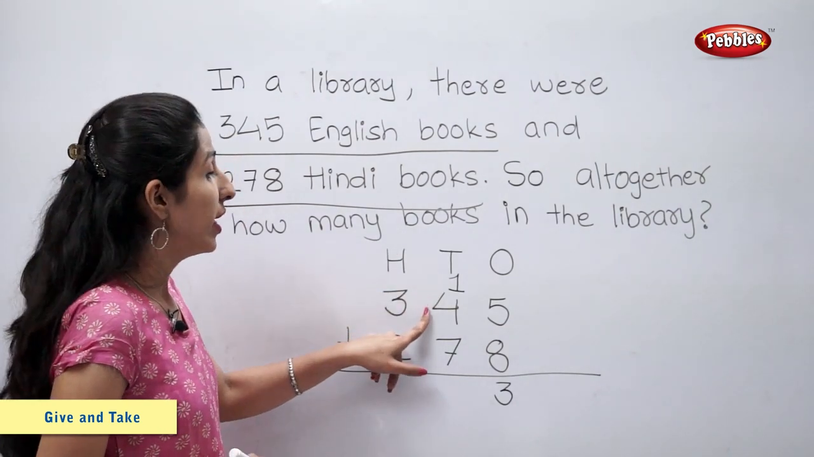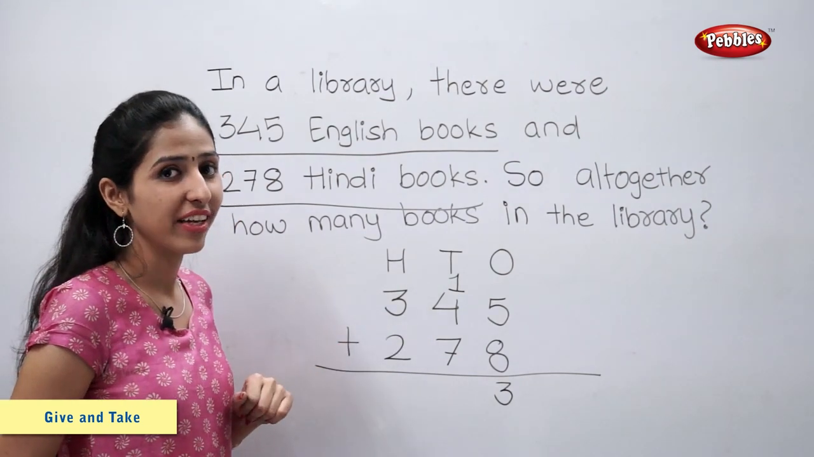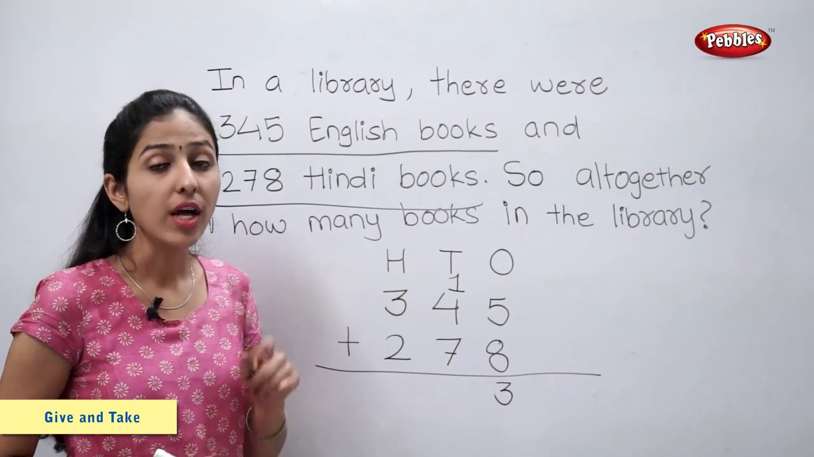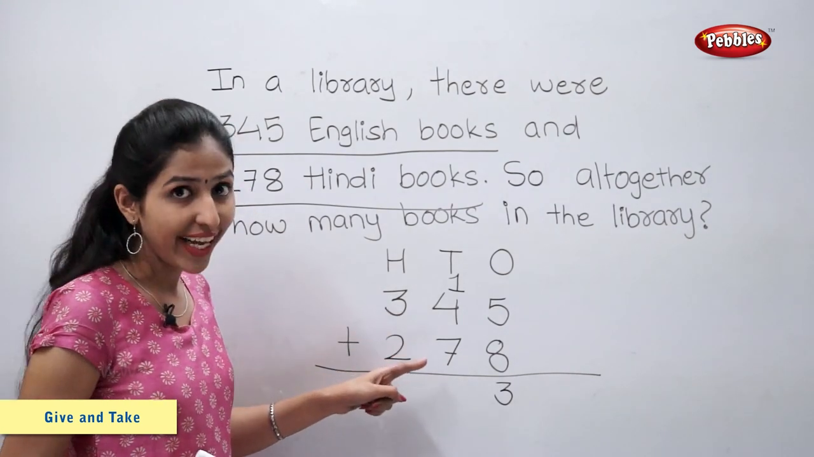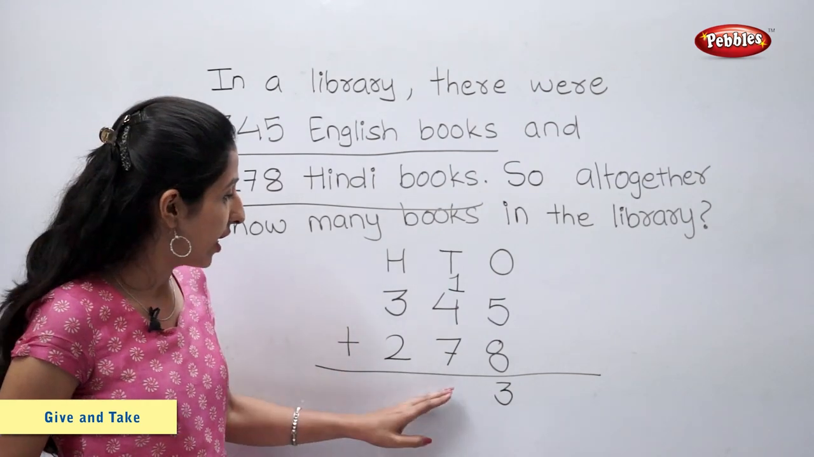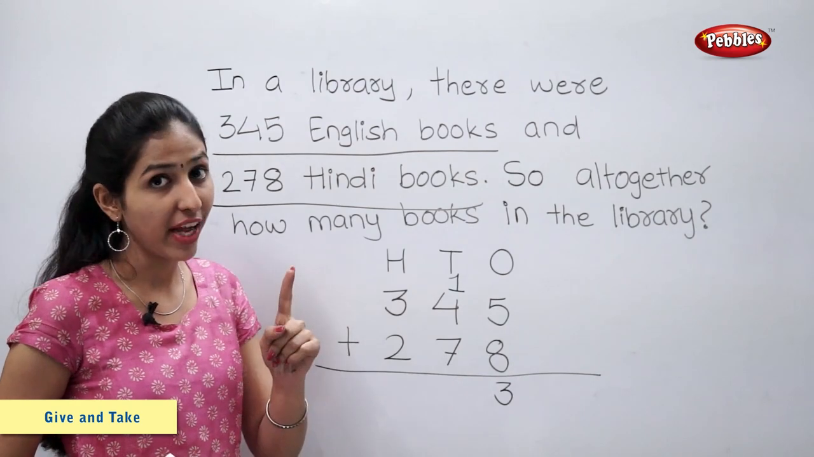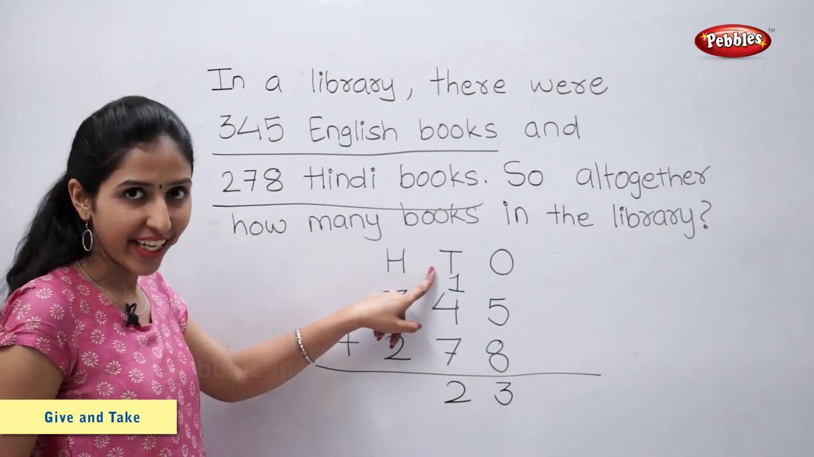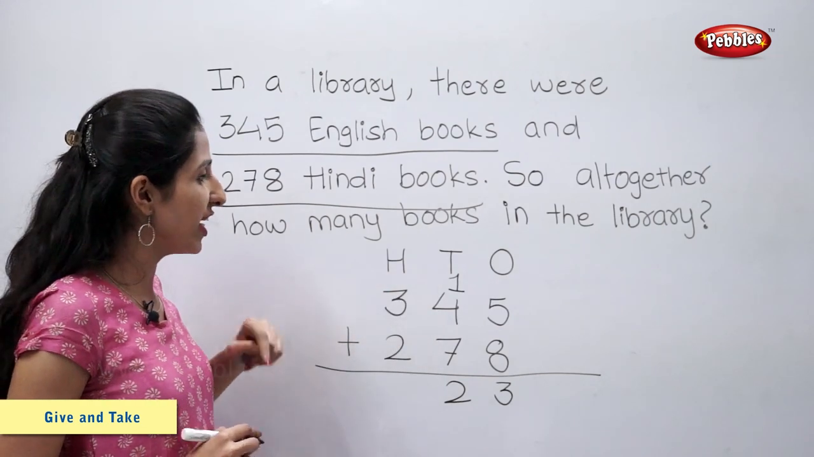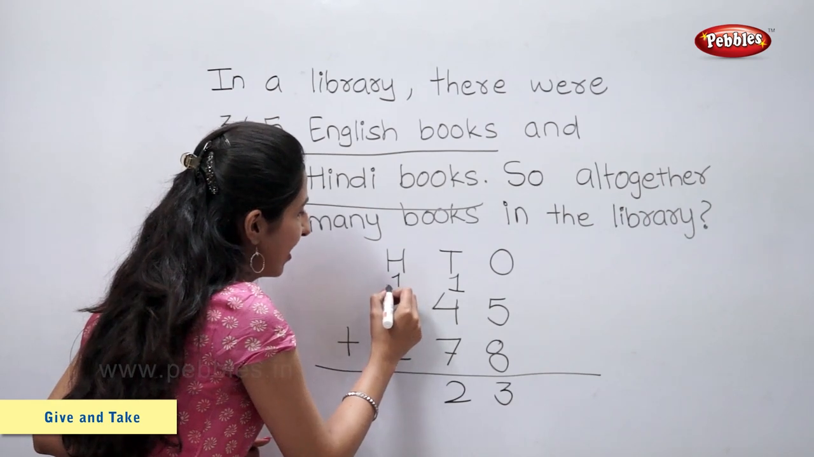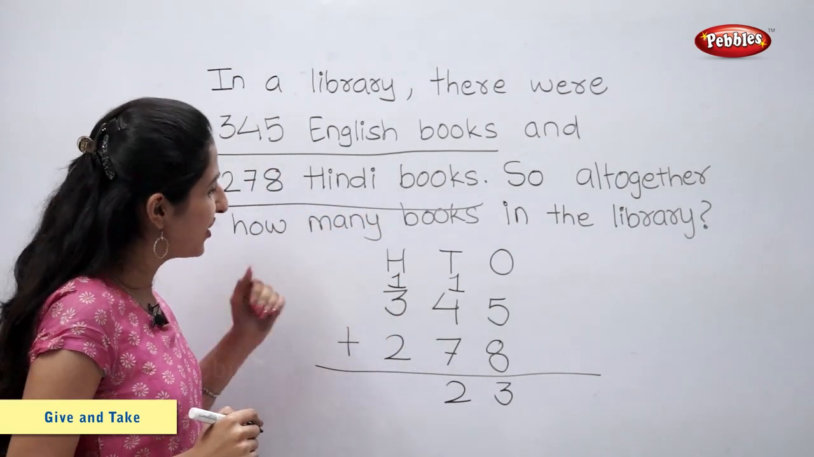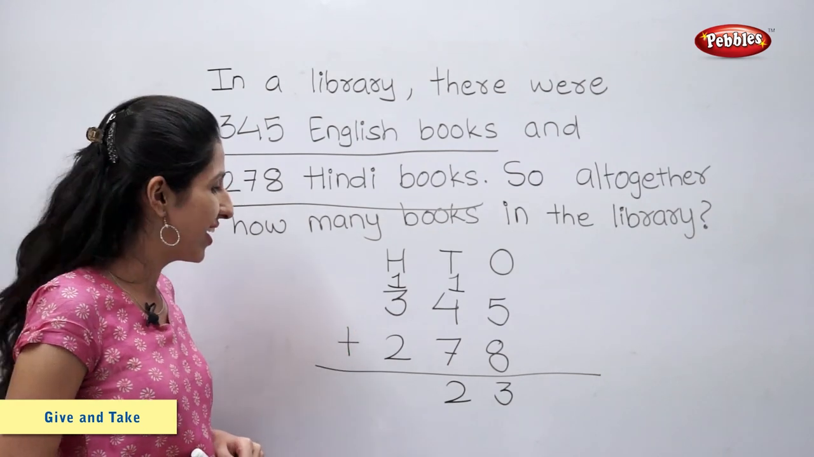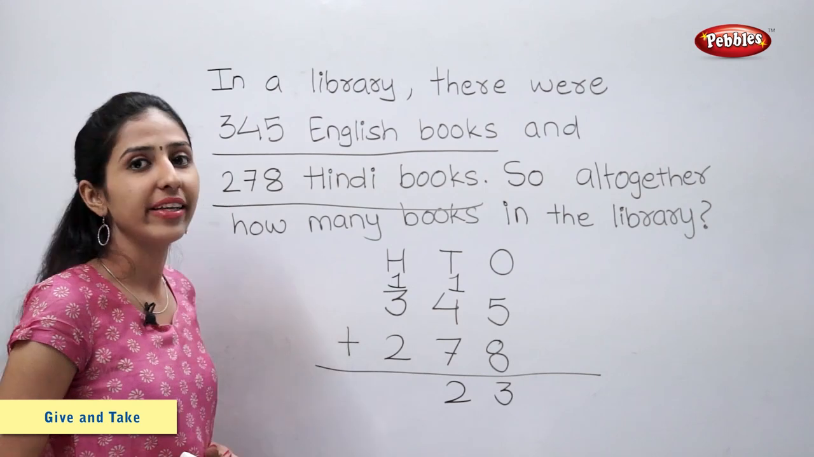1 plus 4 is equal to 5. 5 plus 7 is equal to 12. Now we have 12 tens. 12 tens means 2 tens and 1 hundreds. So 2 tens in tens column and 1 hundreds carry forward in hundreds column. Let's add hundreds. 1 plus 3 is equal to 4. 4 plus 2 is equal to 6.